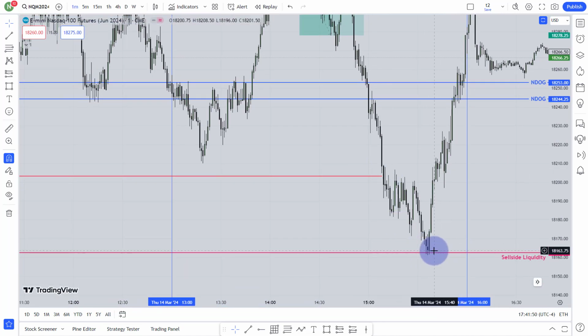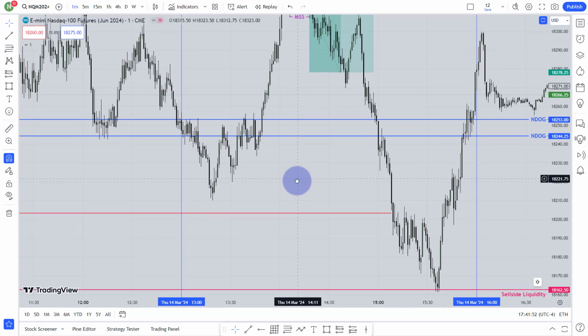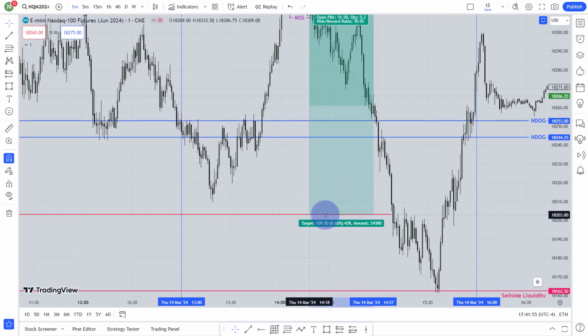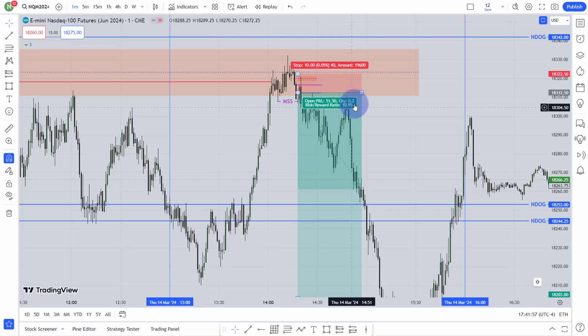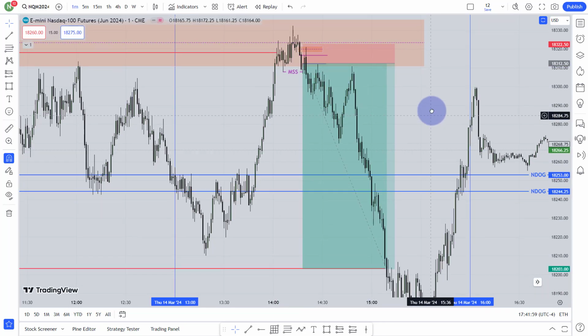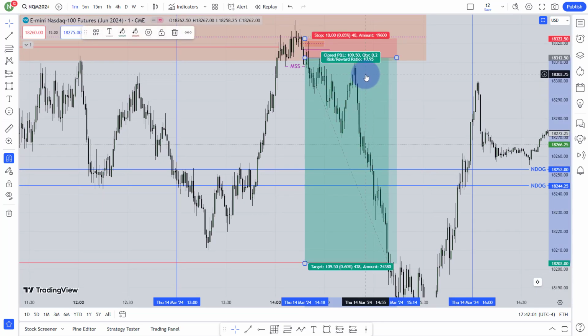I'm not telling you to go for that sell side liquidity. I'm just telling you to hold your trade until that primary liquidity. Okay, so here that is the trade, and you can see it's about 1:11 risk to reward ratio, and the handle is about 109 handle.